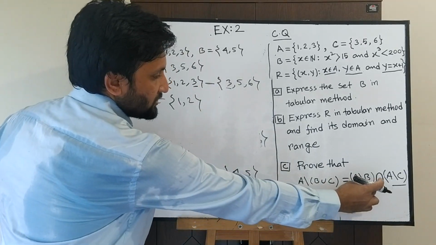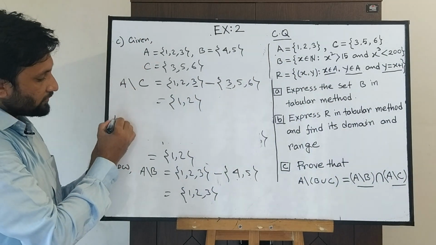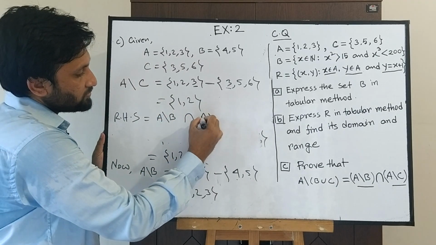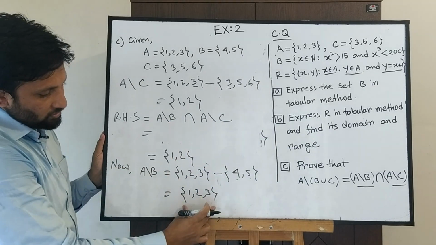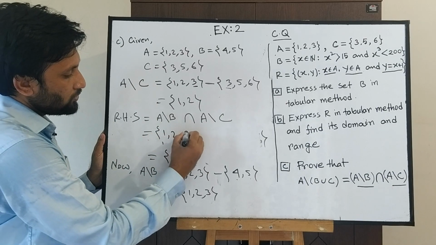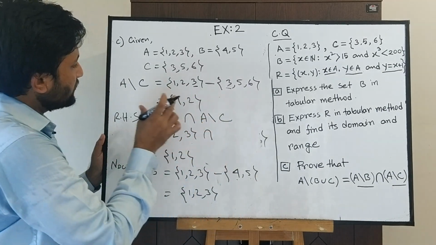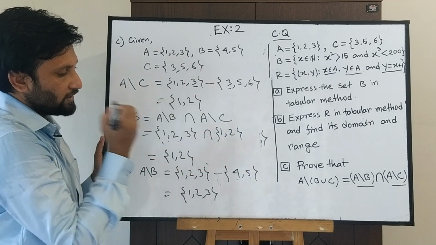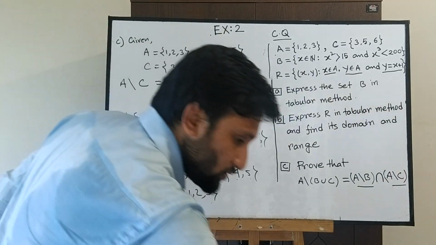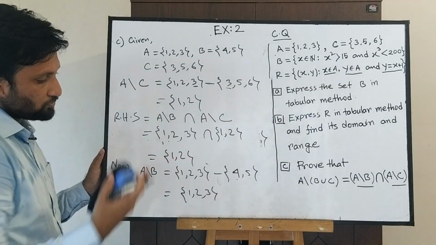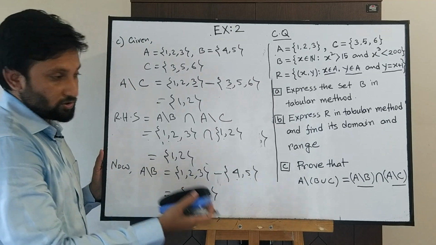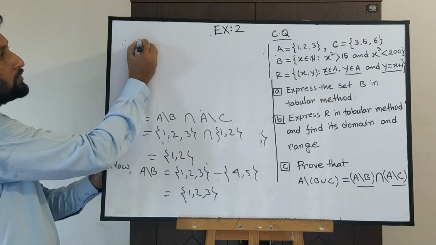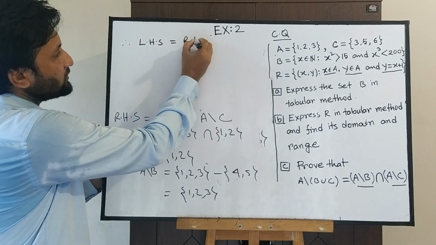Now right hand side, see that: (A subtraction B) intersection (A subtraction C). So right hand side equals A subtraction of B, we get 1, 2 and 3, intersection A subtraction of C, we get 1 and 2. For those two sets the common part is 1 and 2. Intersection means common from both sets, so we get 1 and 2. That means left hand side and right hand side are equal. Therefore left hand side equals right hand side. Proved.